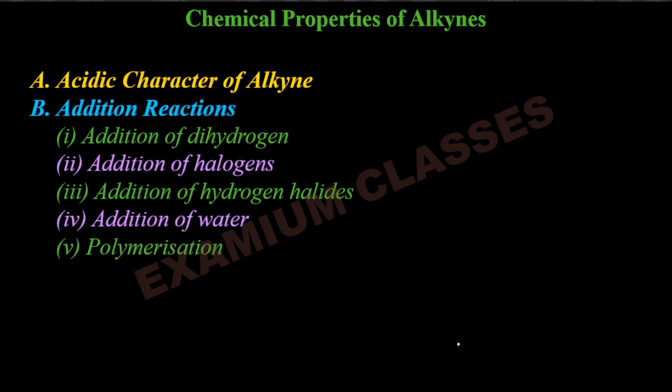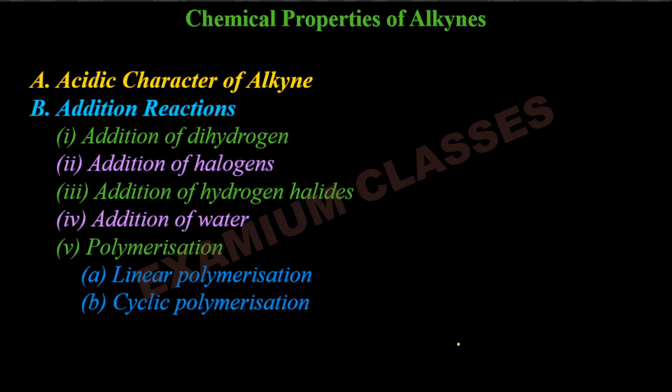Within polymerization, we will be talking about 2 types of polymerization. The first one, linear polymerization, the other one, cyclic polymerization. First, acidic character of alkynes.